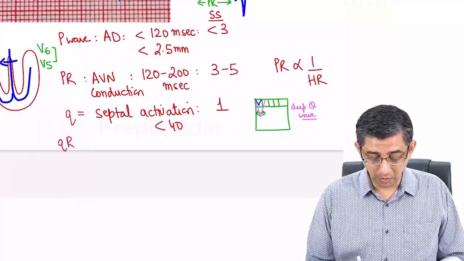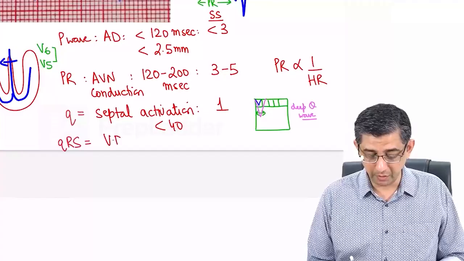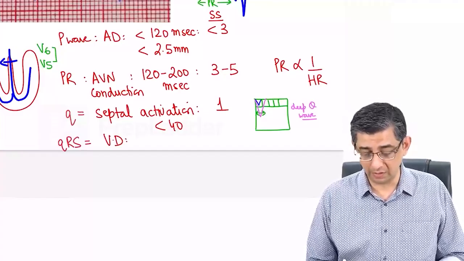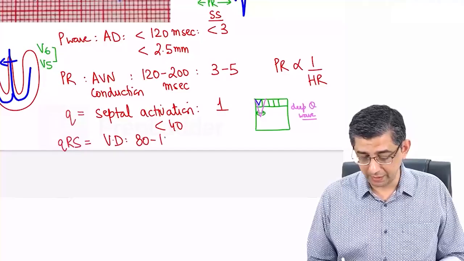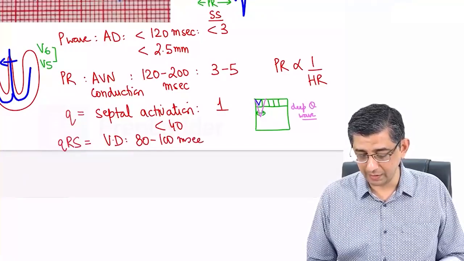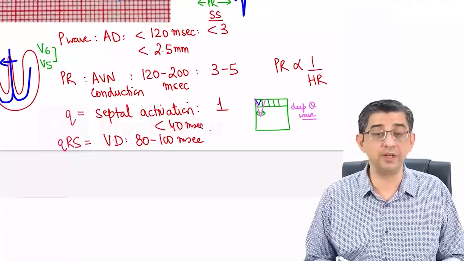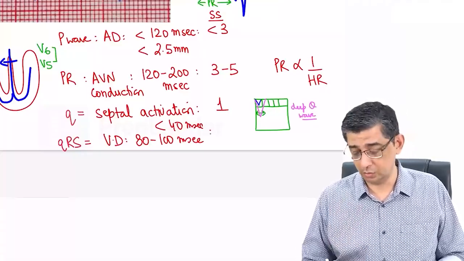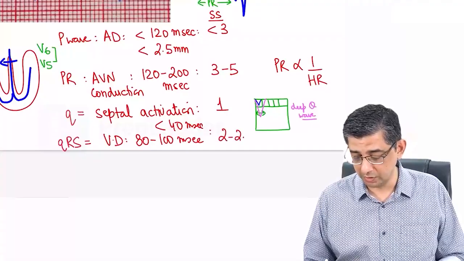When it comes to the QRS complex per se, it indicates ventricular depolarization. Obviously, the value is a range. It is in the range of 80 to 100 milliseconds. All the data that I'm telling you is always in milliseconds and round figures. And therefore, whenever you check out the QRS complex, this would be between 2 to 2.5 small squares.